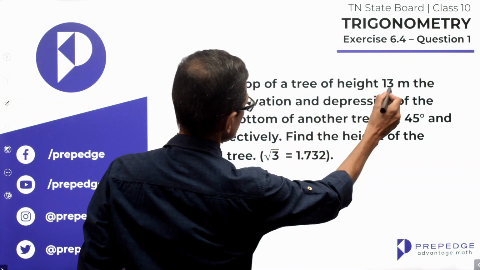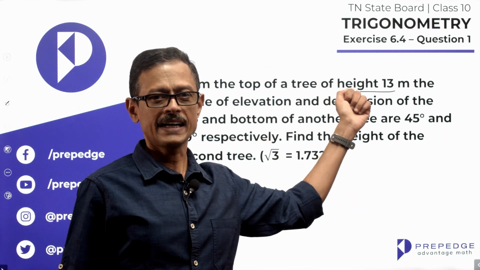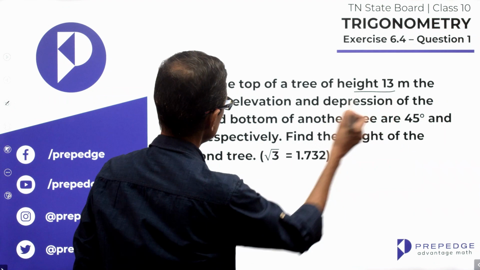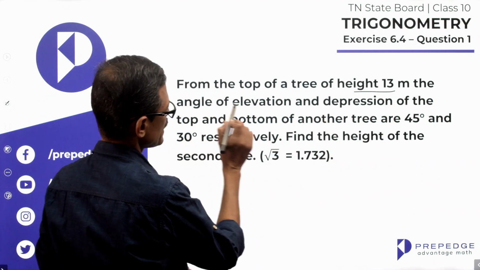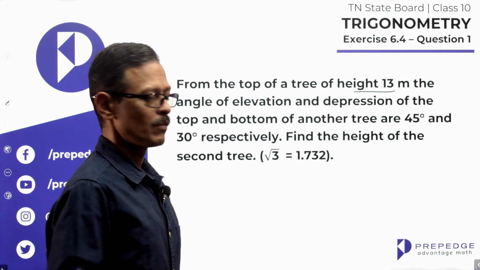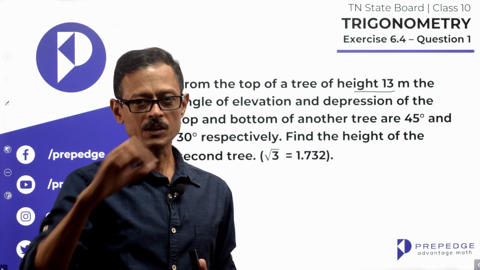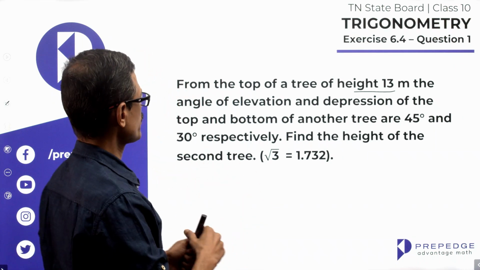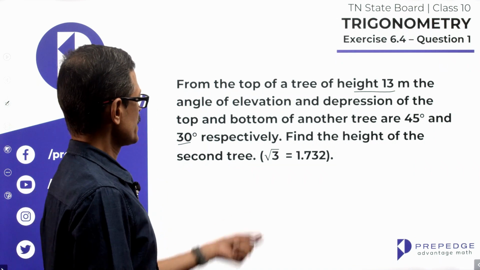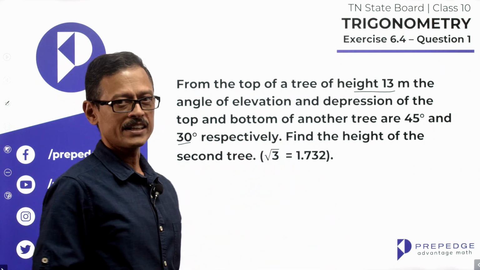From the top of a tree of height 13 meters, this is a tree 13 meters of height. On the top of the tree, the angle of elevation and depression of the top and bottom of another tree are 45 degrees and 30 degrees. From the top of the first tree we look at the top and the bottom of the second tree, at an angle of elevation of 45 and angle of depression of 30 degrees. If root 3 is equal to 1.732, find the height of the second tree.